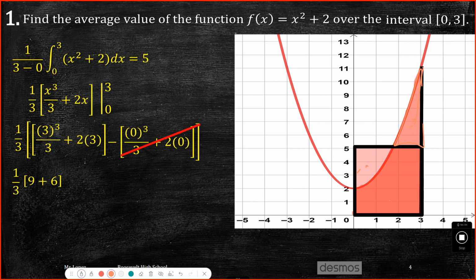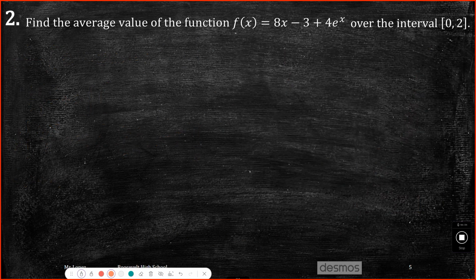Yeah? That's it. Let's do one more. Now you get the idea of what an average value is. Let's go. I think it's all right. It's pretty easy. All you've got to do is divide by the interval. So you integrate it, then divide it by the interval.